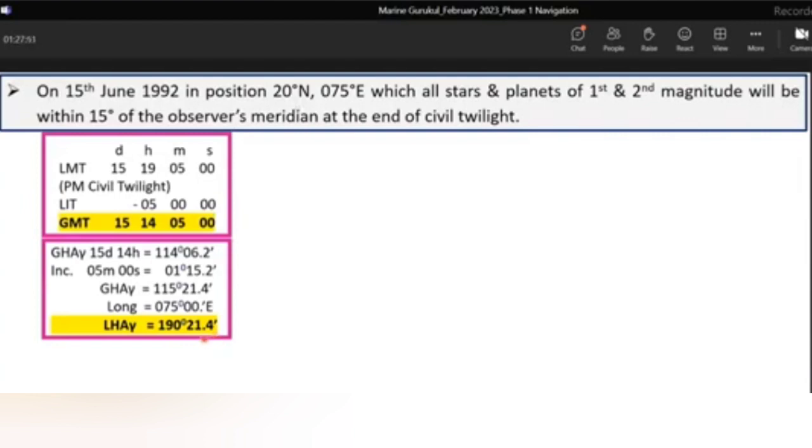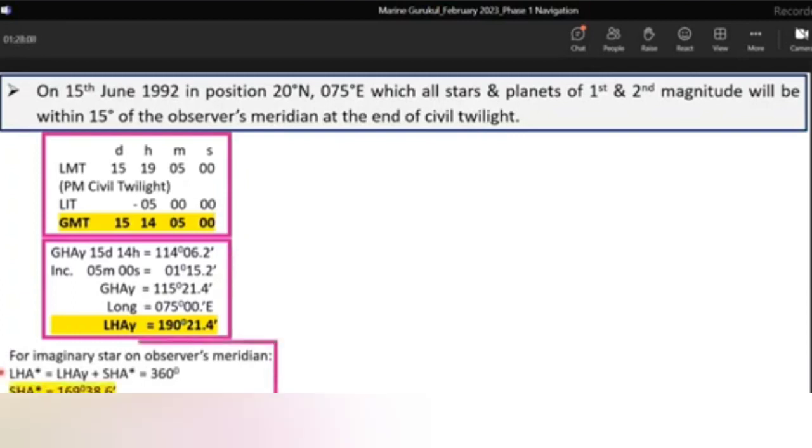Now using this LHA Aries, we calculate the SHA of an imaginary star, which is on the observer's meridian. And we know that if the star is on the observer's meridian, its LHA is 360 and it's equal to LHA Aries plus SHA star. Using the value of this calculated LHA Aries, we get the SHA of this imaginary star to be 169 degrees 38.6 minutes, and this star is assumed to be on the observer's meridian. Okay, beta.